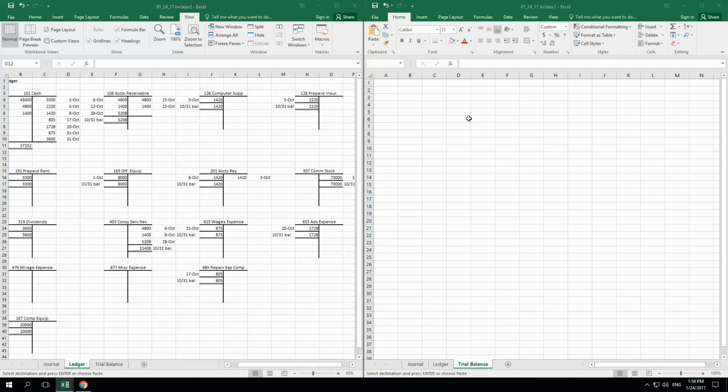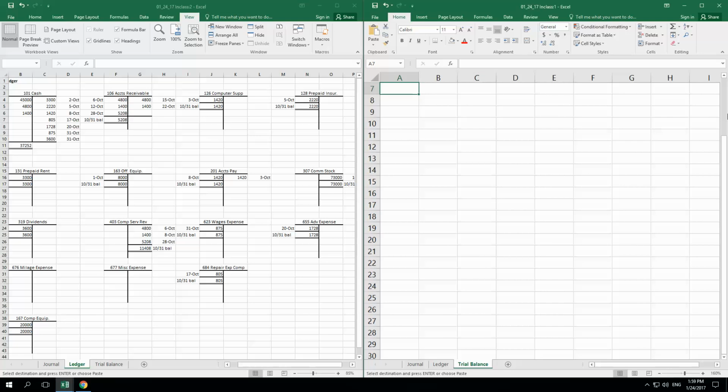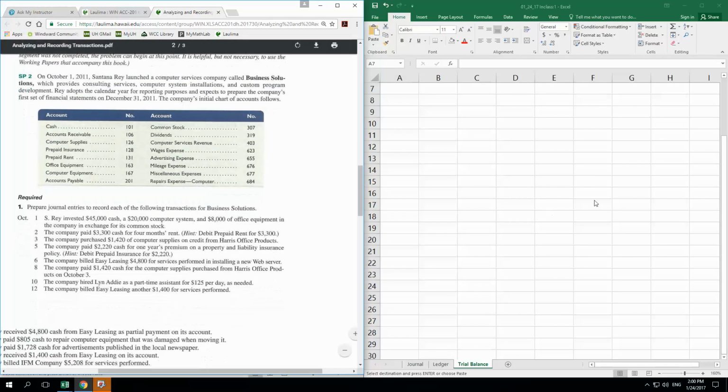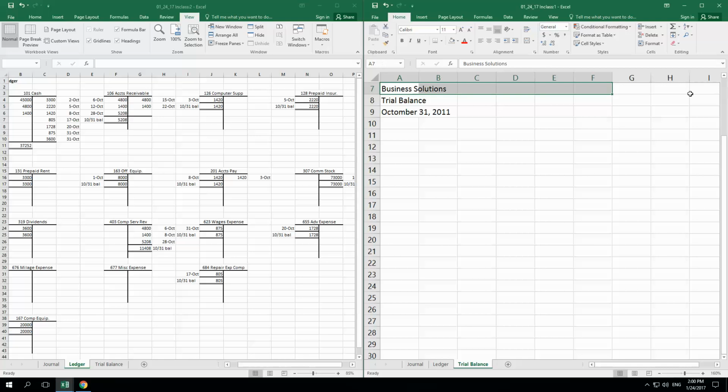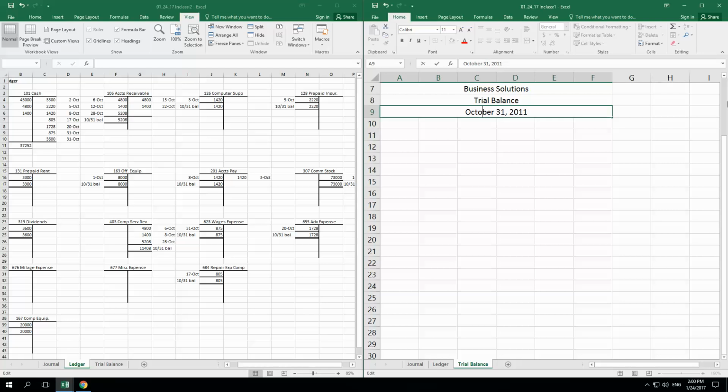You see that? So what you would do is you would, in a trial balance, what was the company's name? Business Solutions. Business Solutions, okay. Okay, we're gonna label it, right? We'll call it Business Solutions trial balance. It's not a financial statement, but we'll say October 31st. Did it give a year? 2011. 2011. Okay, and then you like to do your little centering thing if you want to. You can center it, and then center them all if you want to.